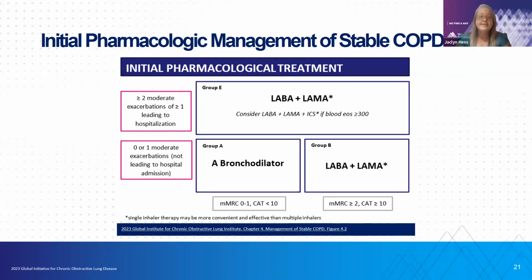For group E patients, those are our more high-risk patients due to their risk of exacerbations, regardless of their symptom burden. Initial therapy should consist of combination LABA/LAMA. For certain patients where their eosinophil count is at least 300 cells per microliter, or they have another indication such as underlying asthma and would benefit from the use of an inhaled corticosteroid, then triple therapy was shown to be superior to alternatives. So LABA plus an ICS or dual bronchodilator therapy.